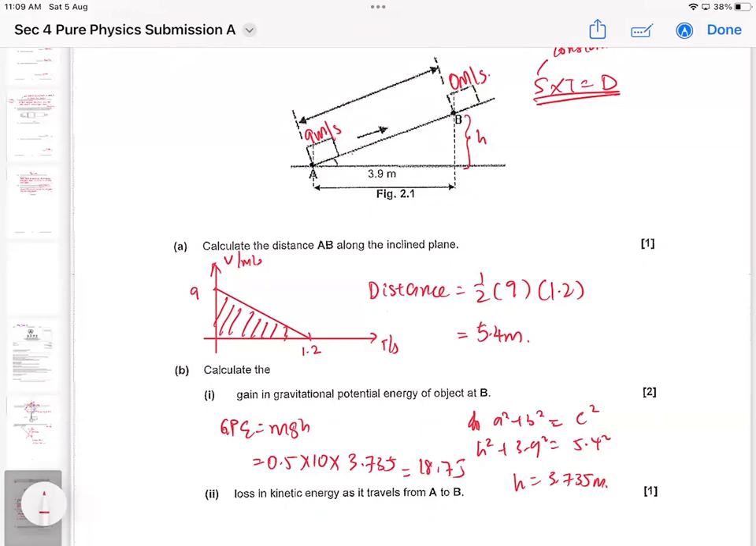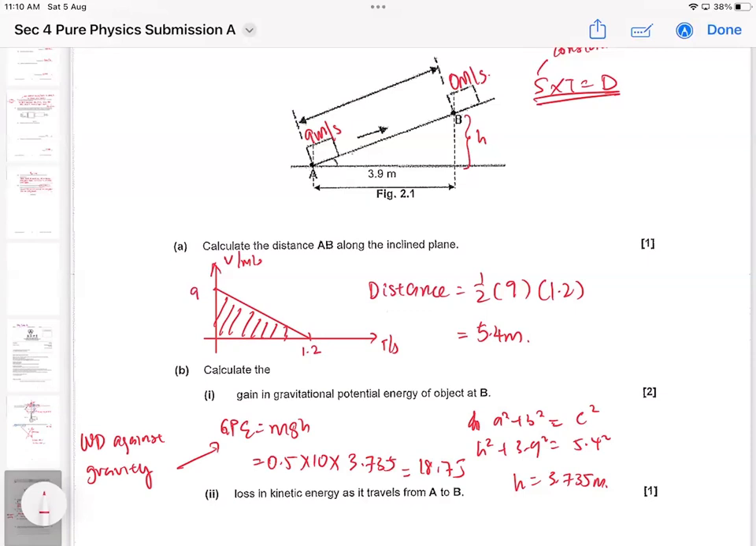Okay, this will give us gain in GPE of 18.7 joules. So what we have over here, the 18.7, is strictly what we call work done against gravity, which is the gain in GPE. This means that the amount of energy needed to raise the object by the height of 3.7 meters, we need a minimum of 18.7 joules of energy.